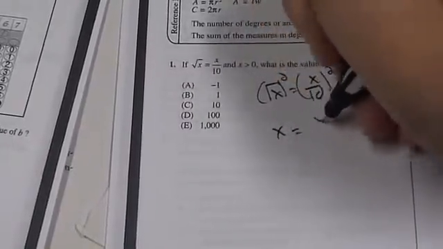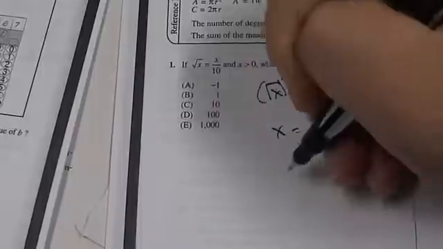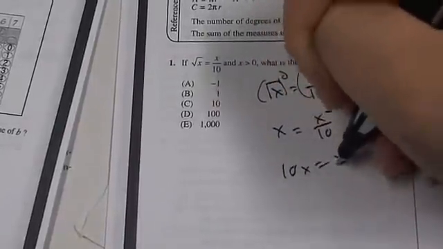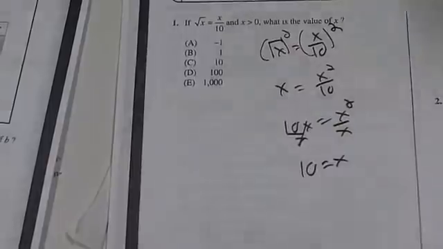You're left with x is equal to x squared divided by 10, so it gives you 10x is equal to x squared. Divide by x on both sides. Yes, you can do that. Left with 10 is equal to x, so x is equal to 10. Pretty simple.